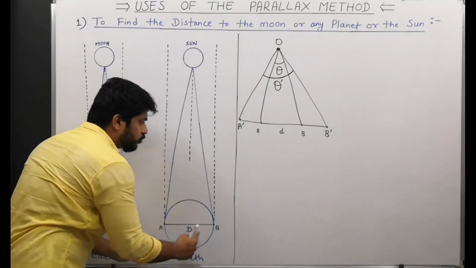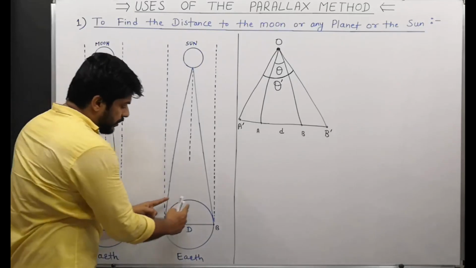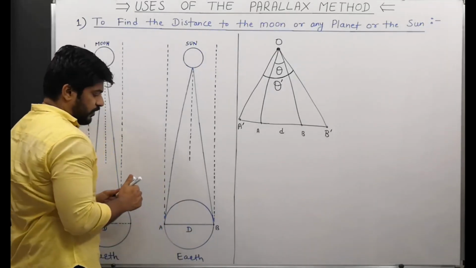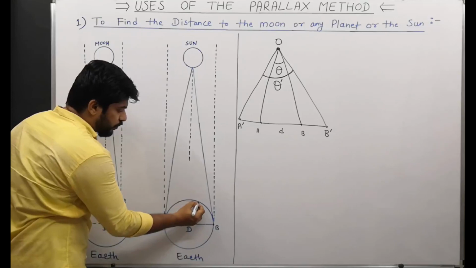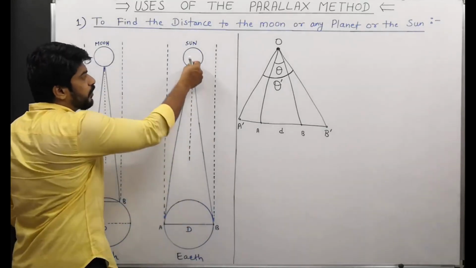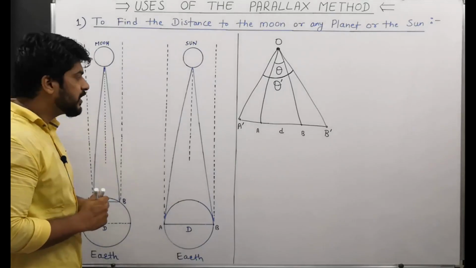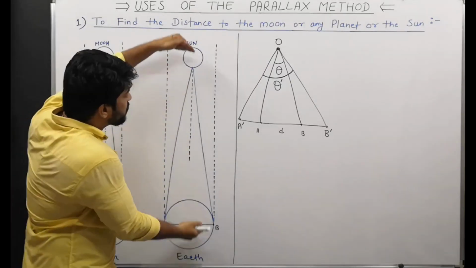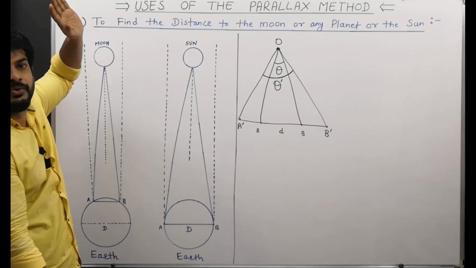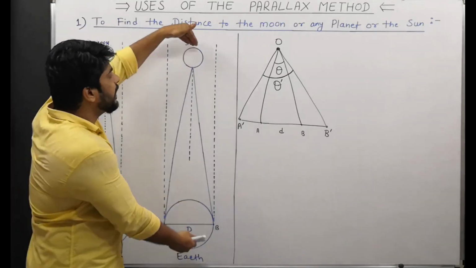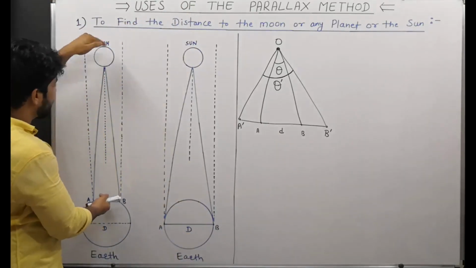That's the reason we have increased this distance. We have chosen these 2 points. Why? I will tell you. If I choose the points over here, then the angle over here would be very small. Why will it be very small? Because this distance is very large in comparison to this distance.